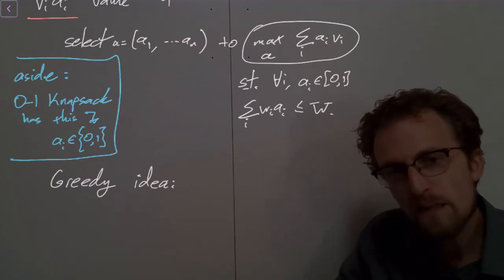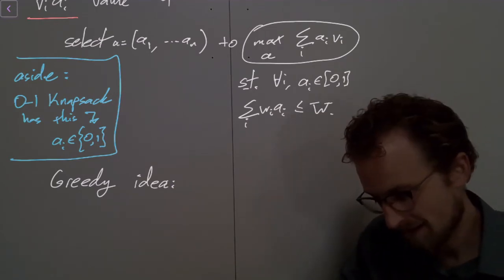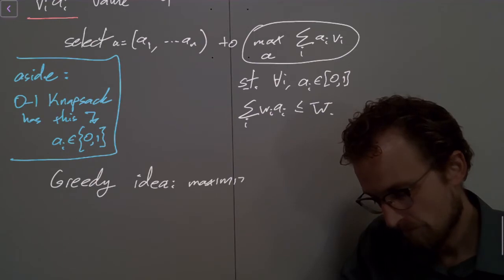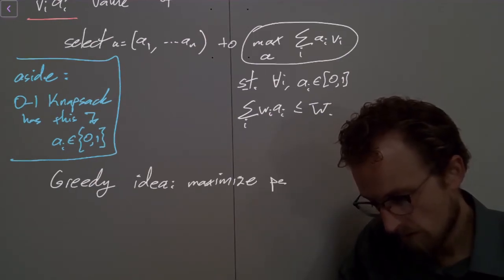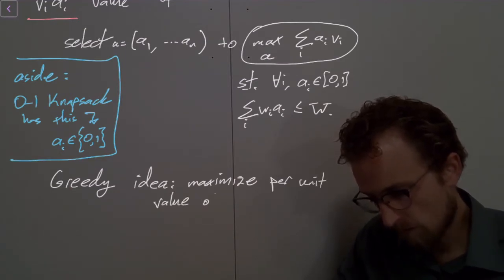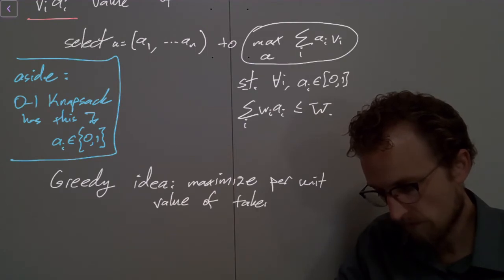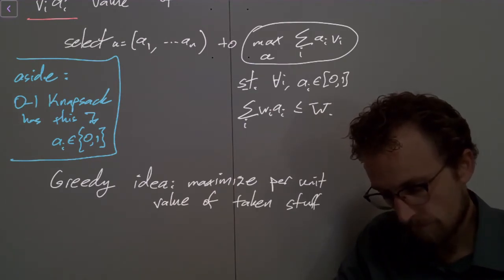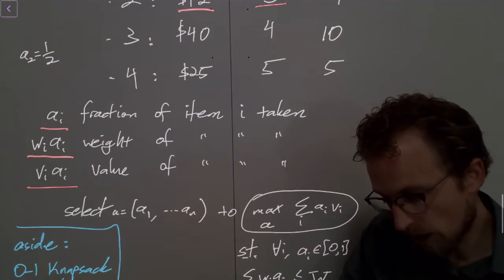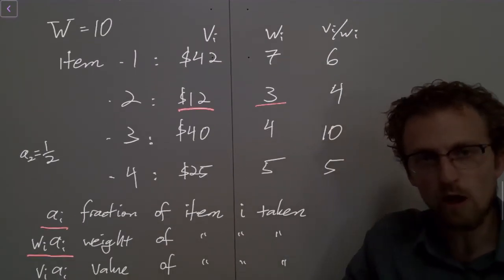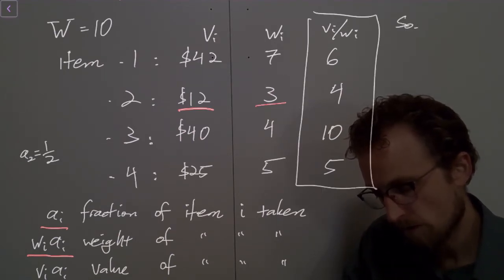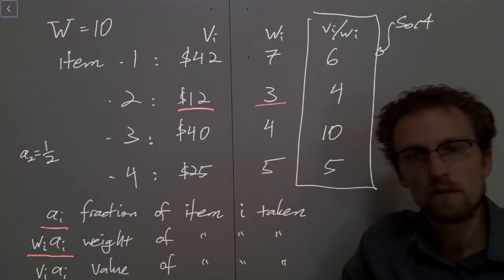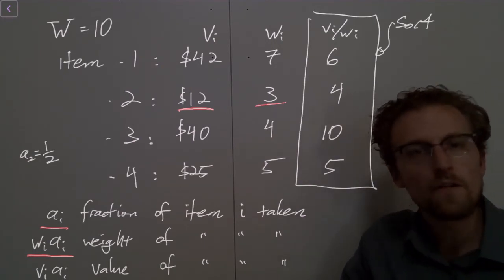So we want to maximize the efficiency of our use of space. So maximize the per unit value of taken items or taken stuff. Okay, so that means we're going to look at our per unit value column here, the right column, and we're going to sort by this, right? So we're going to sort decreasing by this, and then just go down the list.